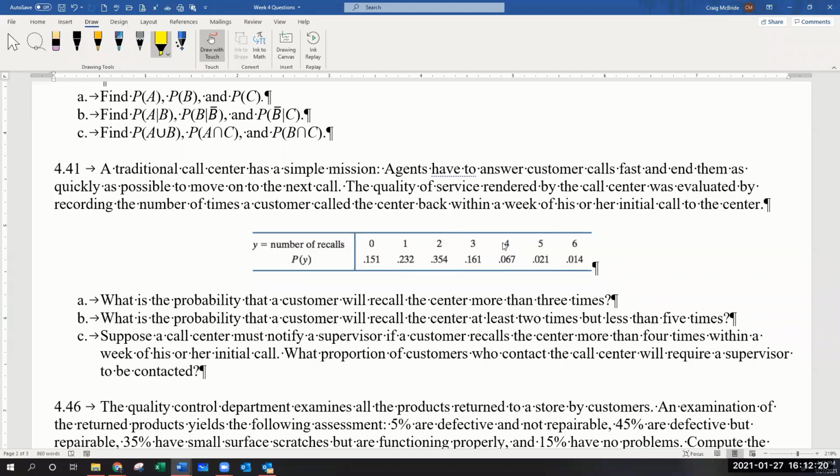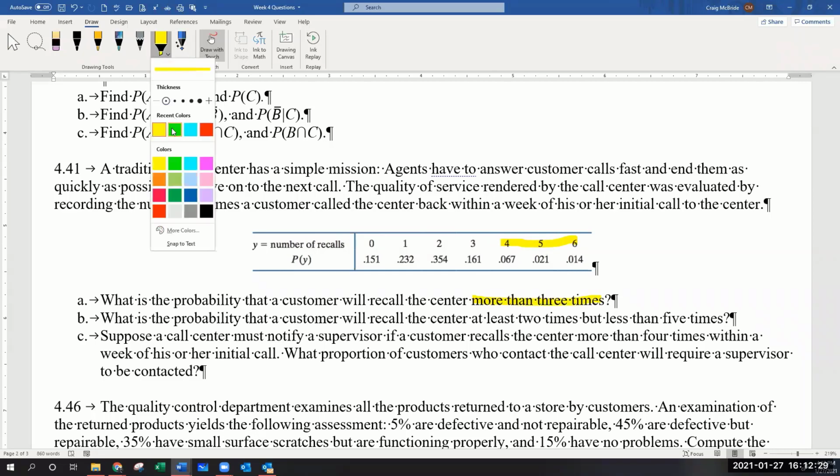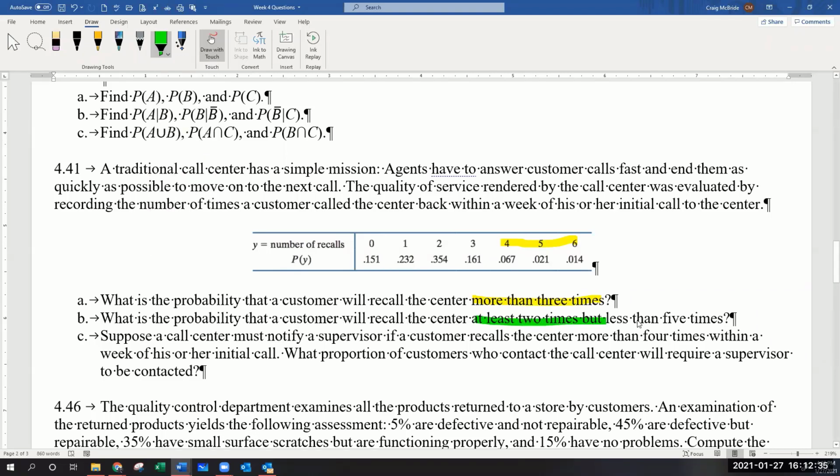Well, more than 3 means 4, 5, and 6, right? So more than 3, you just have to add up those 3 numbers. It's just that simple. And then for the second one, well, we'll call the center at least 2 times, but less than 5 times. So at least 2, but less than 5 is those.